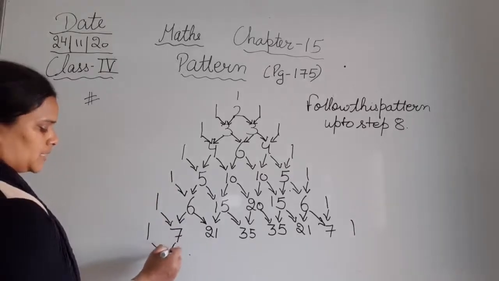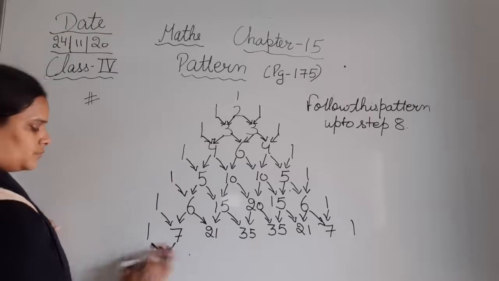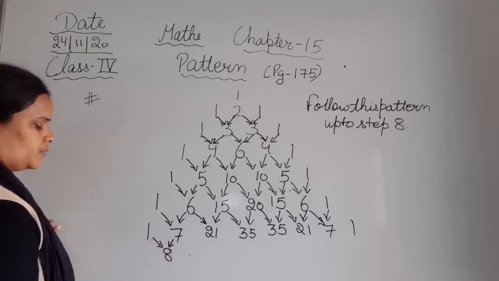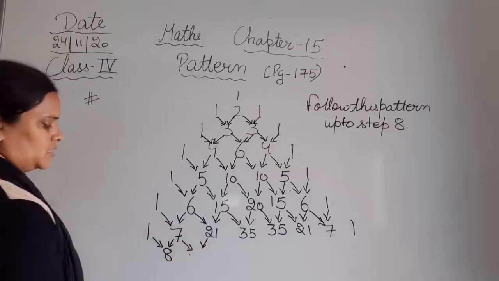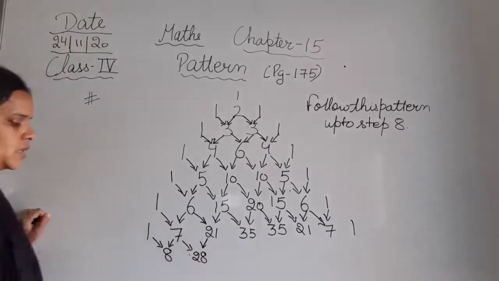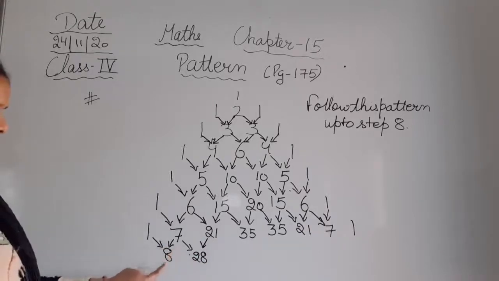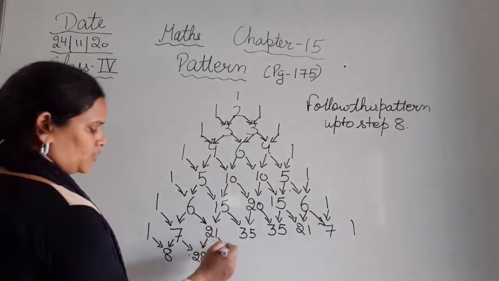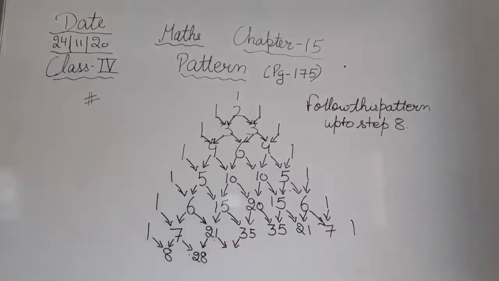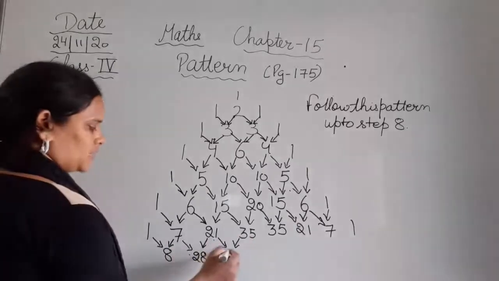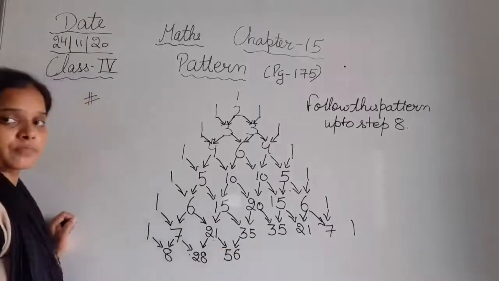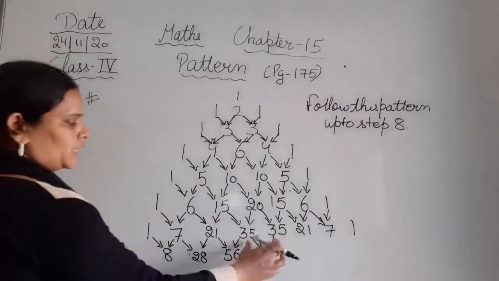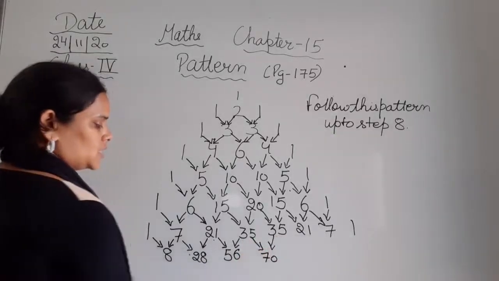So again, 1 plus 7 is 8. 7 plus 21 is 28. 21 plus 35, now we have to add 21 with 35, that will be 56. Next, 35 plus 35, that will be 70.